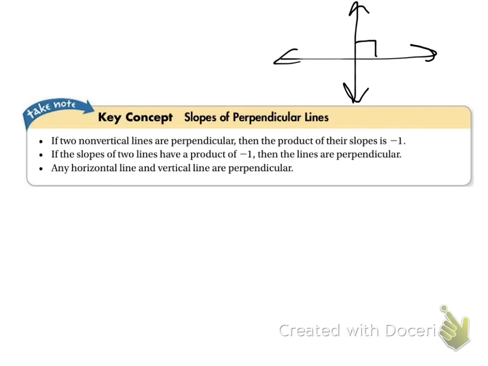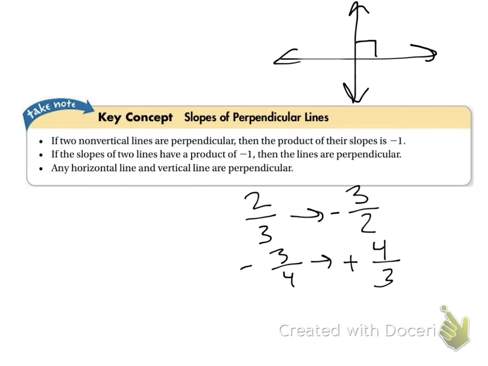Remember, the reciprocal of a fraction is when I flip it. So if I had 2/3, I flip it and it's 3/2. And if the first one was positive, then I make the second one negative. If the first one was negative, I flip it and I make it positive. Because, and if you want to see those products multiplying, -3/4 times 4/3 will give me a -12/12, which is just -1. Any horizontal line and a vertical line will be perpendicular.